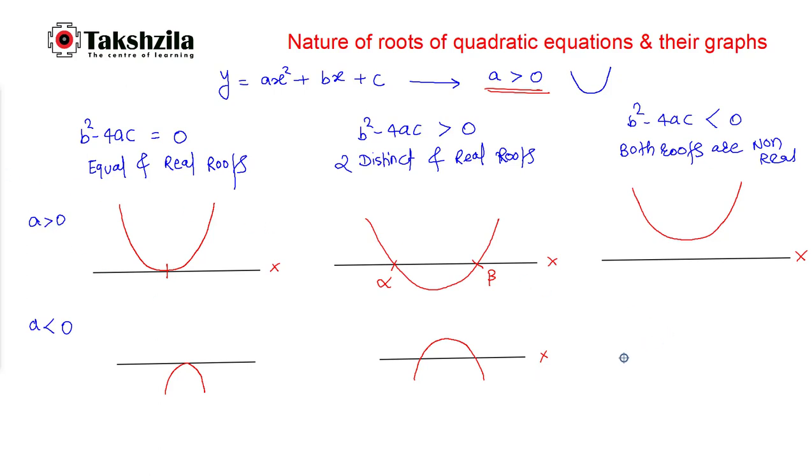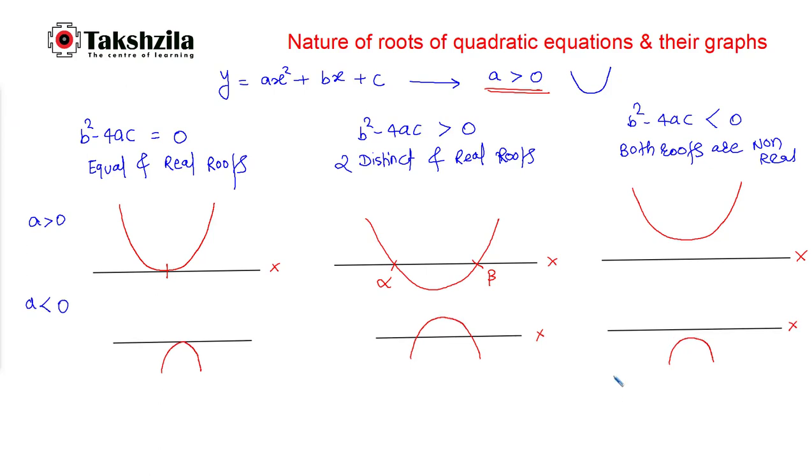And if b square minus 4ac is negative, in that case both roots are non-real and we cannot represent non-real numbers on the x-axis. It means the graph never intersects the x-axis. If the coefficient of x square is positive, the parabola is upward, and if the coefficient of x square is negative, then the parabola is downward. So from this, what we can conclude over here, we are talking about the value of y. The value of y is ax square plus bx plus c.